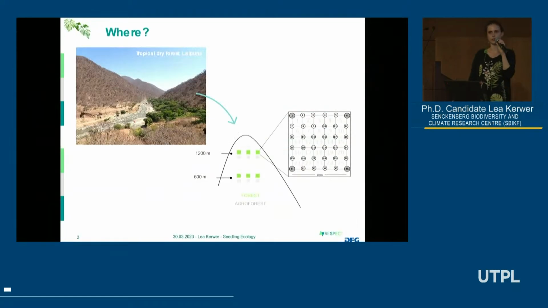So just for you to recall quickly how our study site looks like, this is a picture from November. You can see it's fairly dry, except for a small region where watering has been done. And as has been mentioned before, we have two elevations that we're comparing, 600 meters and 1,200 meters. And then we always have three forest plots and three agroforest plots on our sites. And I'm conducting my project across all of those plots.